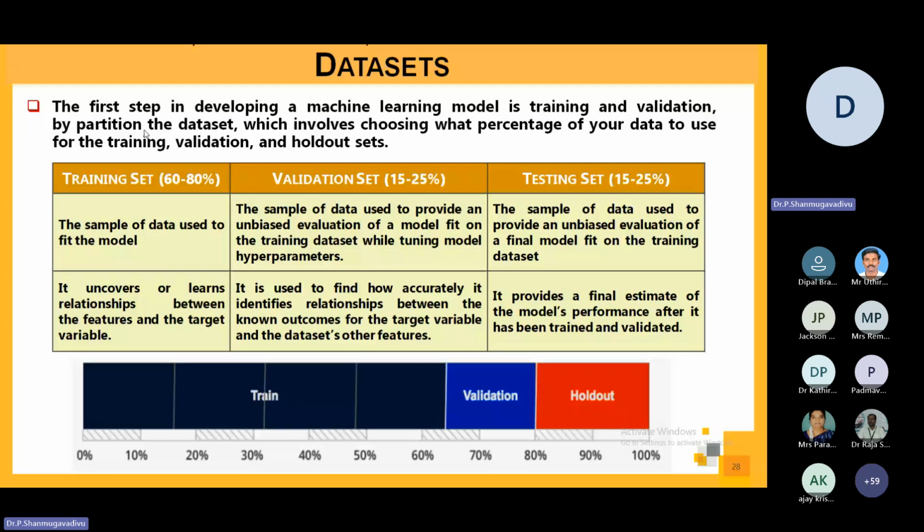Whenever there is training, there should be some test, right? So testing is done in 2 flavors. One is validation, the other one is the testing set. The sample of data used to fit the model is called the training set. It uncovers or learns the relationship between the features and the target variable. I want to come back to this point again.